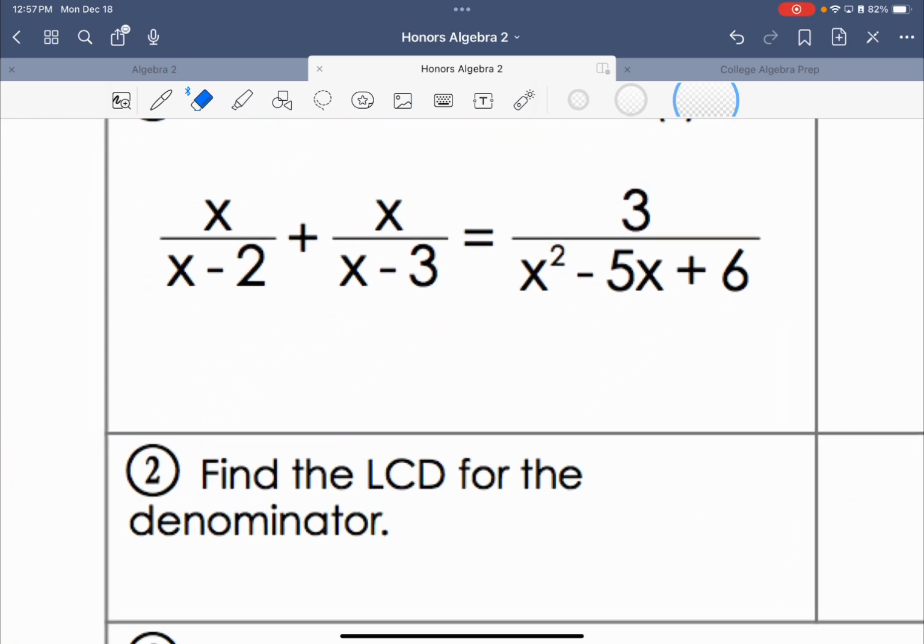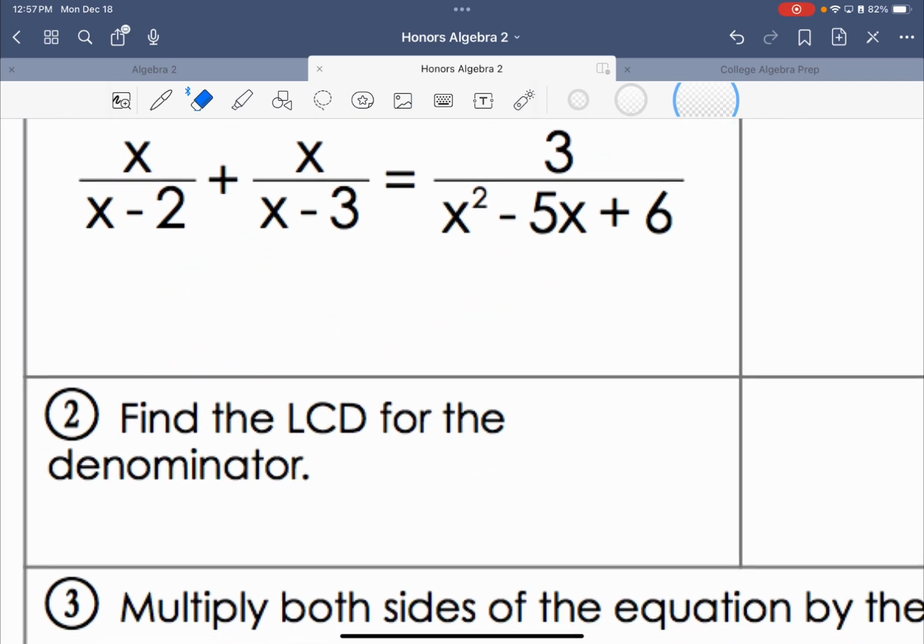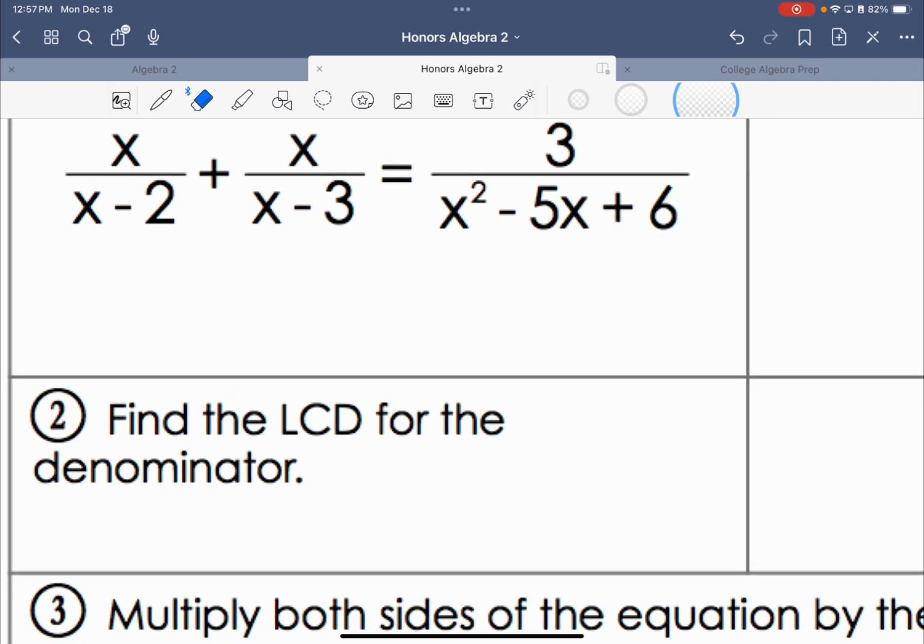Let's take one and make it a little more difficult. So now we've got x over x minus 2 plus x over x minus 3 equals 3 over x squared minus 5x plus 6. What should we do first? Factor. So let's go ahead and factor the x squared minus 5x plus 6.